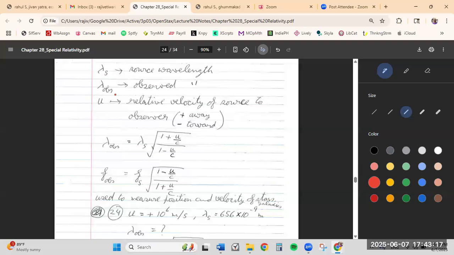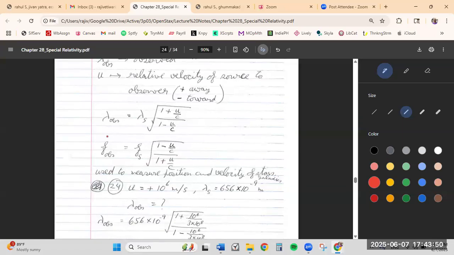Lambda observed is the observed wavelength when there is relative motion, and u is the relative velocity of source to observer. In using these equations, you have to be careful because u can be positive or negative. Keep in mind that u will be taken to be a positive number if the observer and the source are moving away from each other, and it would be taken to be a negative number if they're moving toward each other.